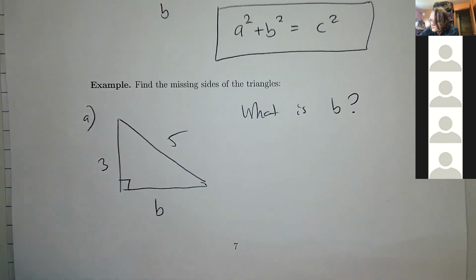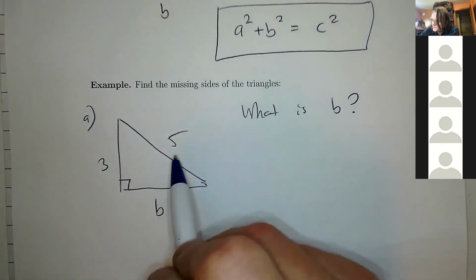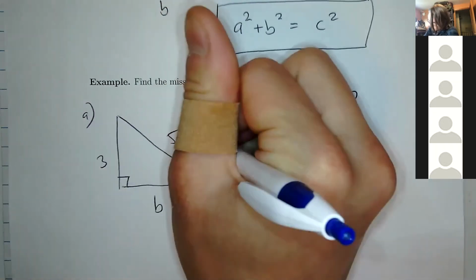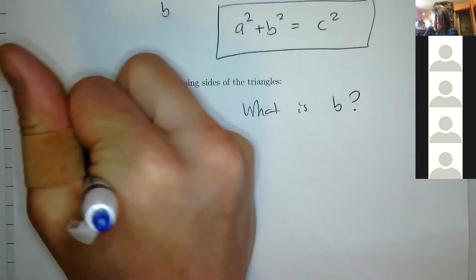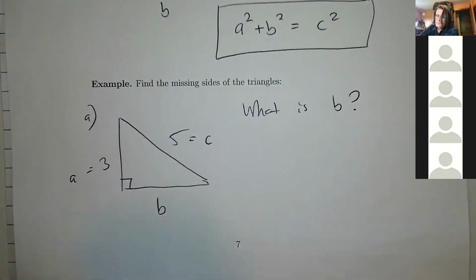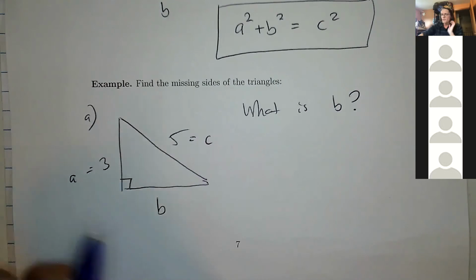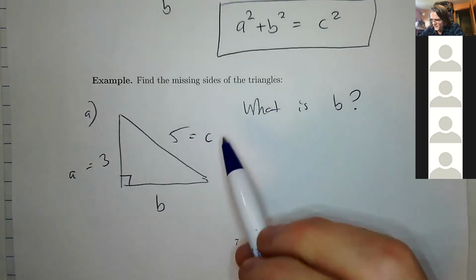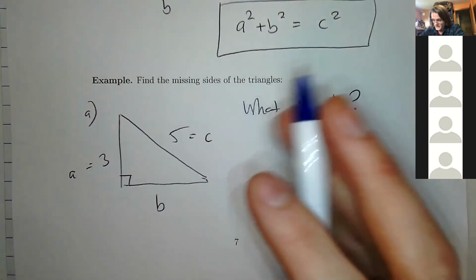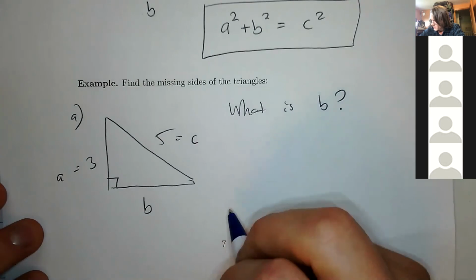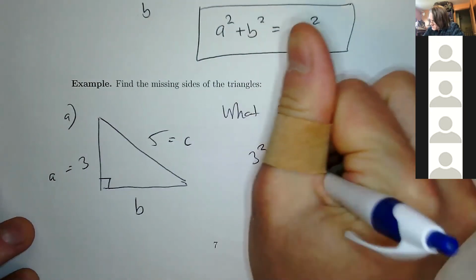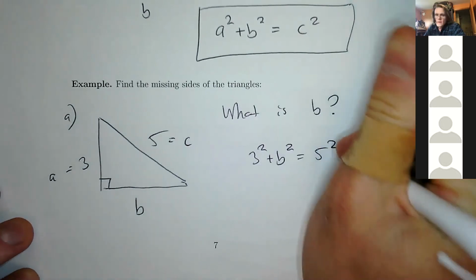Then what you do is you find the hypotenuse, the side opposite the 90 degrees. So that's my C, and that's my A. The labels don't really matter. A and B can be flip-flopped, they're just the two smaller sides. The only thing that's important is that you identify C with the hypotenuse, which is 5. So I just plug it in: 3 squared plus B squared equals 5 squared.